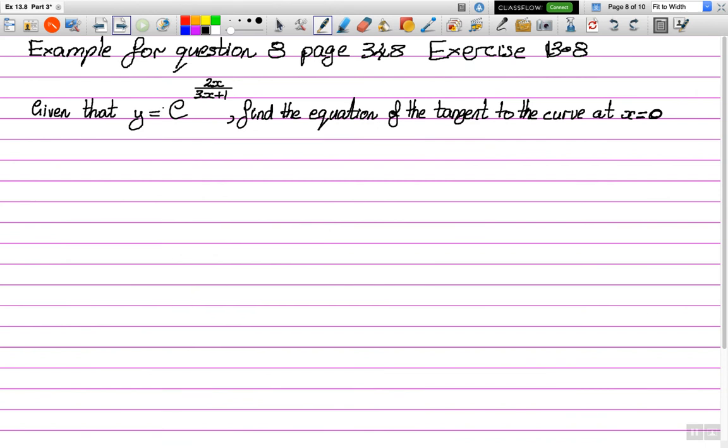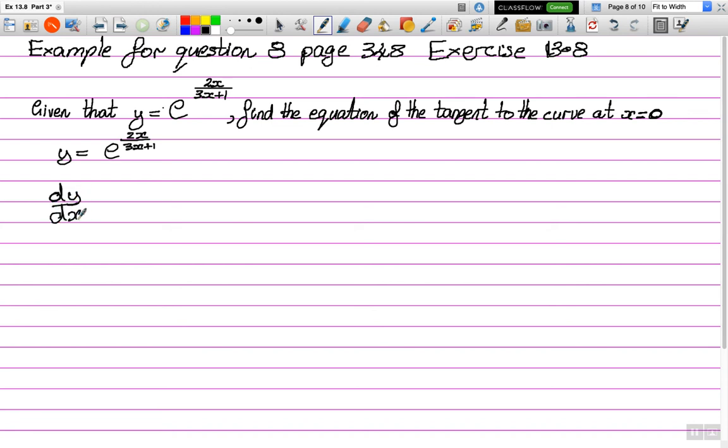Now, we have to work this one out. It's a complicated one. So we've got y is equal to e to the 2x over 3x plus 1. So when we differentiate this, it's going to be dy dx.